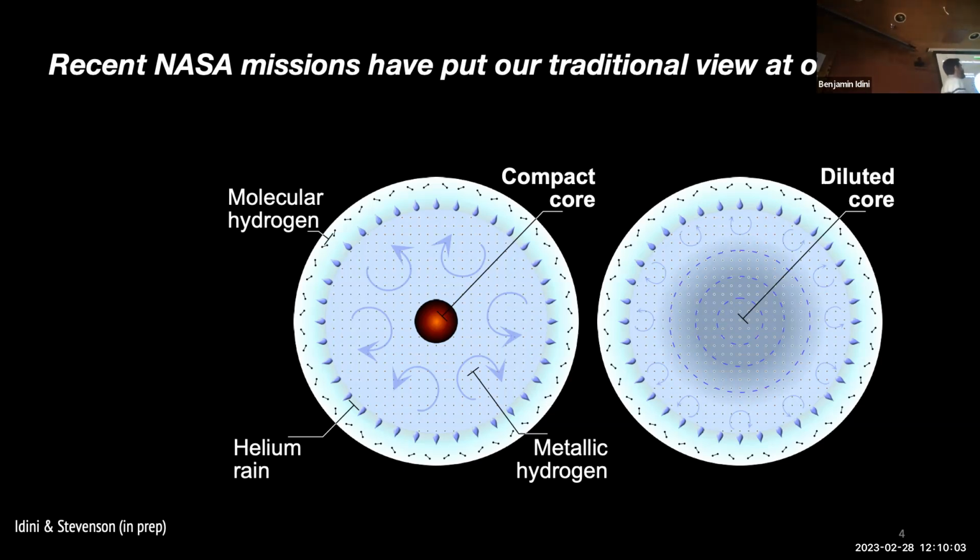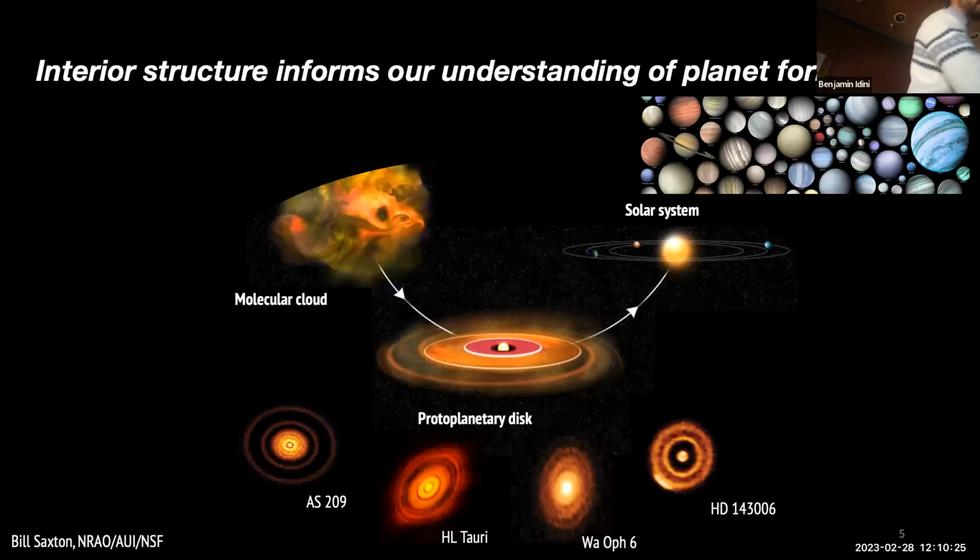And also, it changes the way you understand the dynamo, the creation of the magnetic field, because you have convection only in a thin layer. And mainly, maybe fundamentally, the most important thing is that you change the way you form the planet. Okay, and I will talk about that very briefly in terms of what we mean by planet formation, and particularly gas giant planets.